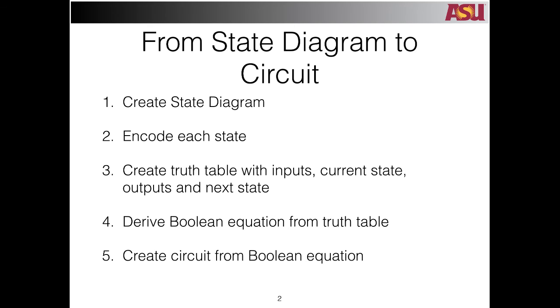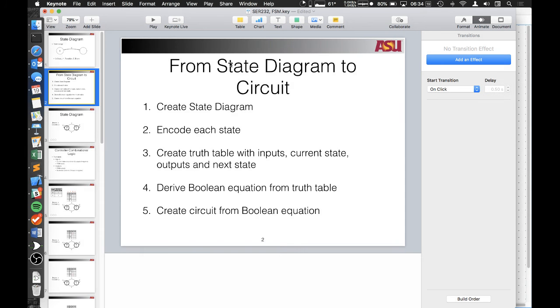Next step, once you have the truth table, derive the Boolean equations from the truth table for each output. And create the circuit from the Boolean equation with the addition of the state register and the clock. All right, hopefully that helps you understand the process better, how to create the actual controller in the circuit from a state diagram.